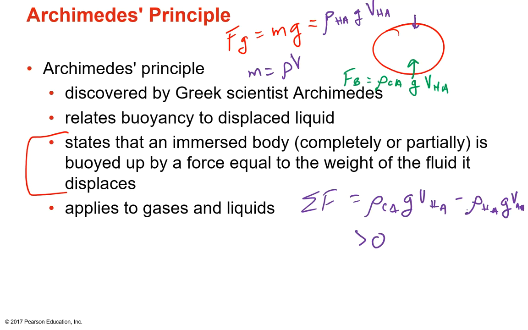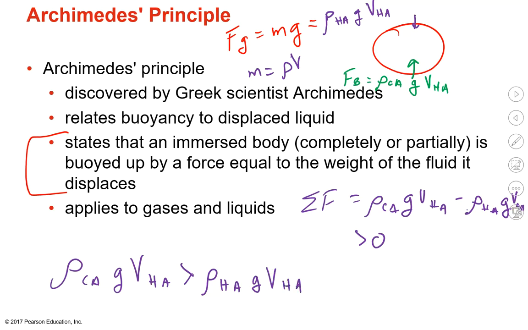So just moving this across the equation, I have an equation that says density of cold air times g times the volume of the hot air must be greater than density of the hot air times g times volume of the hot air. Now there's some redundancy here, right? What can I do to simplify my equation? I can cancel.